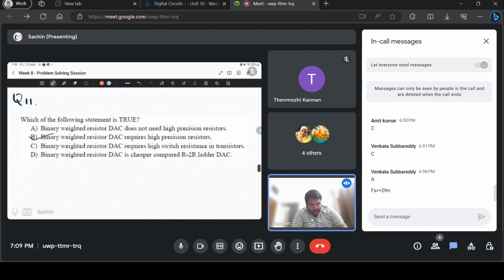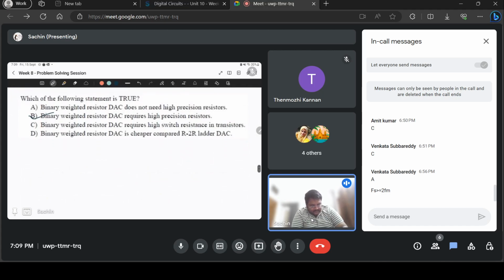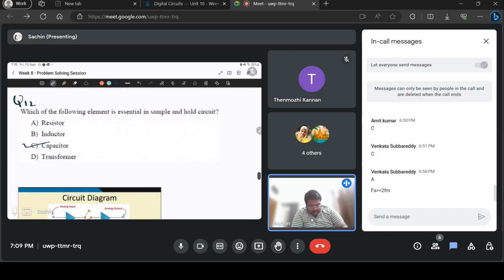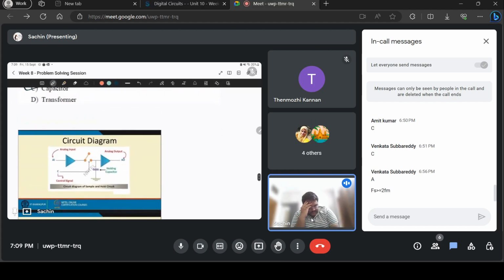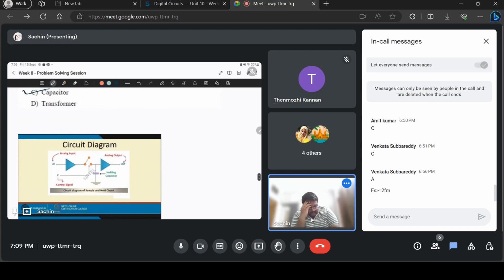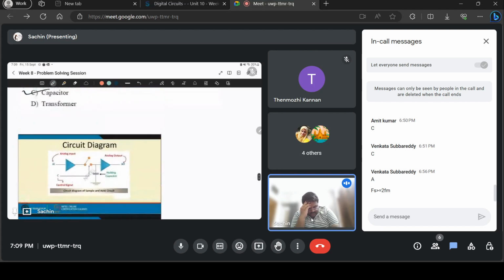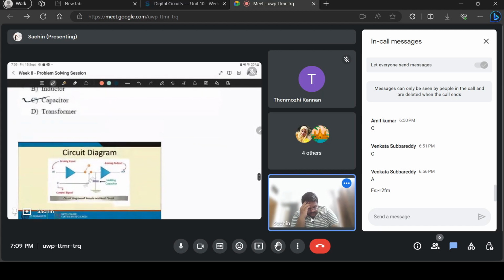Question number 11, which of the following statements is true? A binary weighted resistor requires high precision resistors. Which of the following elements is essential in a sample and hold circuit? So ideally, you just have a, okay, it's not a comparator, it's a buffer circuit. You have a buffer with a capacitor.